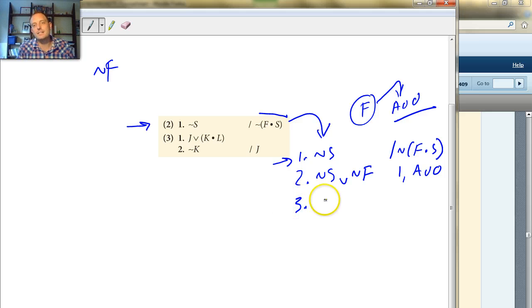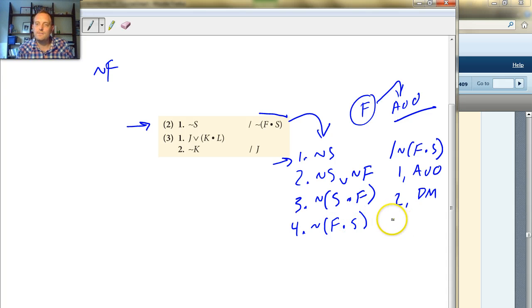So line 3 here is going to be not S and F, and that is line 2, DeMorgan's. But wait a second. See here, the F and the S are on the wrong sides, so let's just do a quick commutation. So that's not F and S. That's the line 3 commutation, and that's the proof for that problem. Not too difficult, though I imagine a lot of you would have got stuck for a while on this problem, perhaps. So let's do problem 3 here.